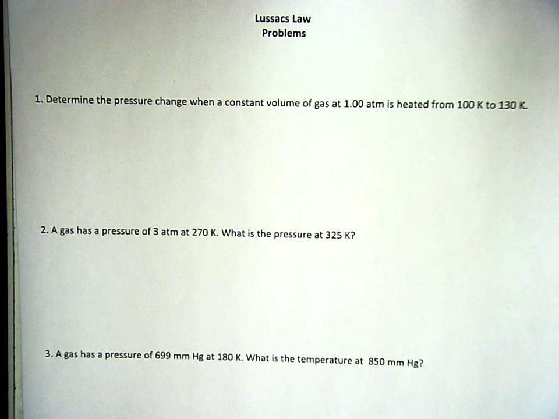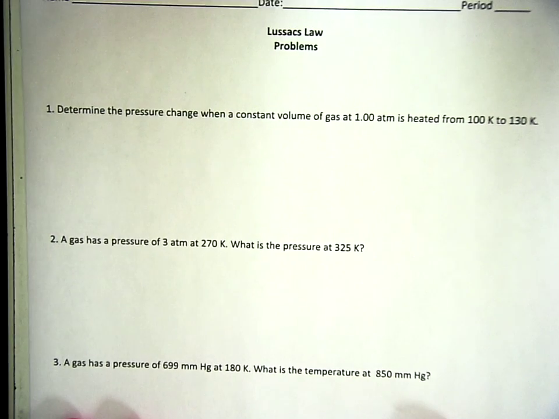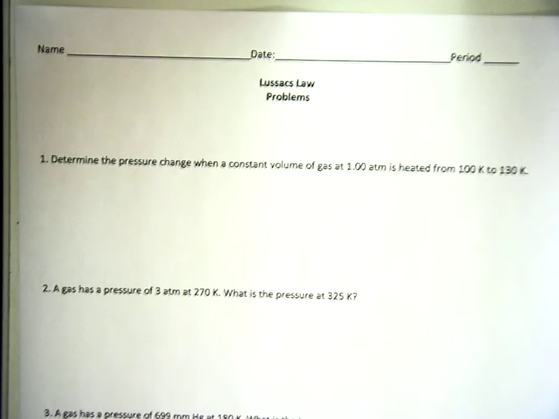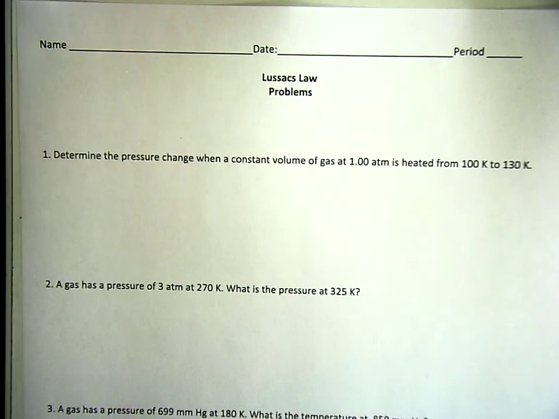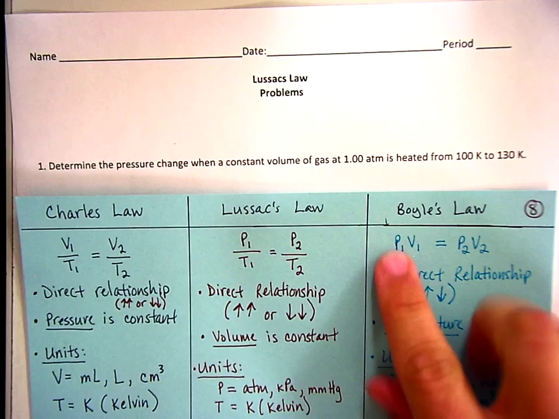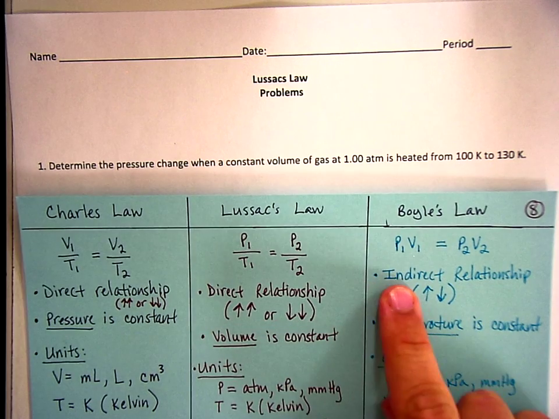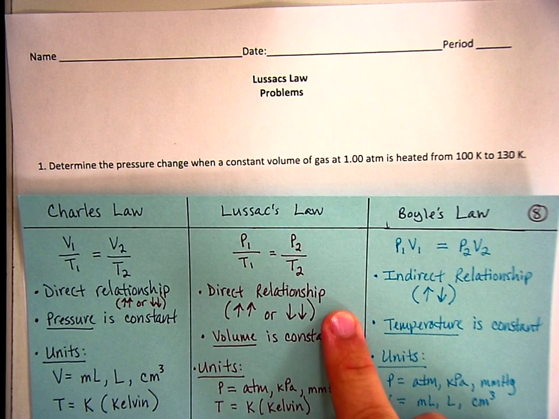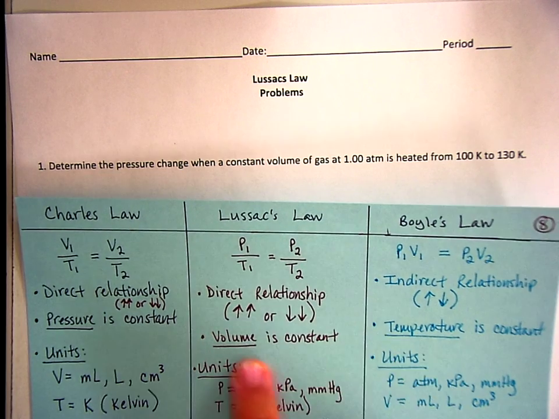Okay. The other gas law we're going to work on is called Lussac's Law. So again, here's the worksheet that you'll be working from. And you want to have out, again, your note card. Here's Lussac's Law, where it's very similar to Charles' Law. It's a direct relationship that relates pressure and temperature. So the volume is held constant.